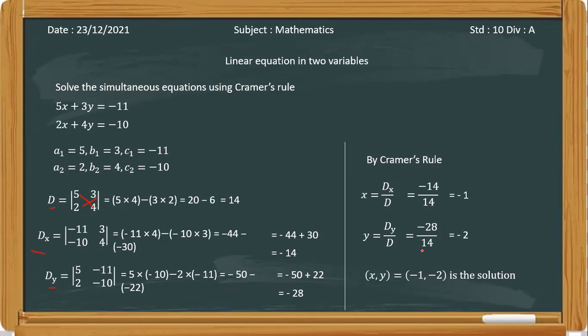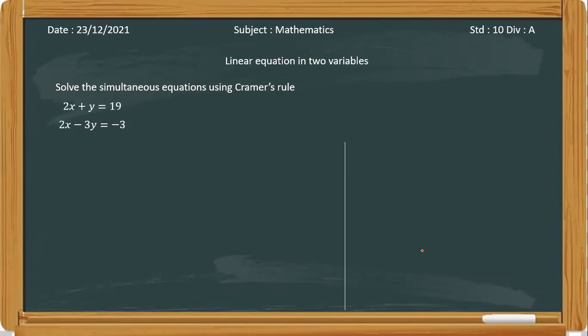Okay, so now we will solve. You have to solve the question. Please note down this question and solve. I will help you, no worry in that. I will ask you questions while solving this.